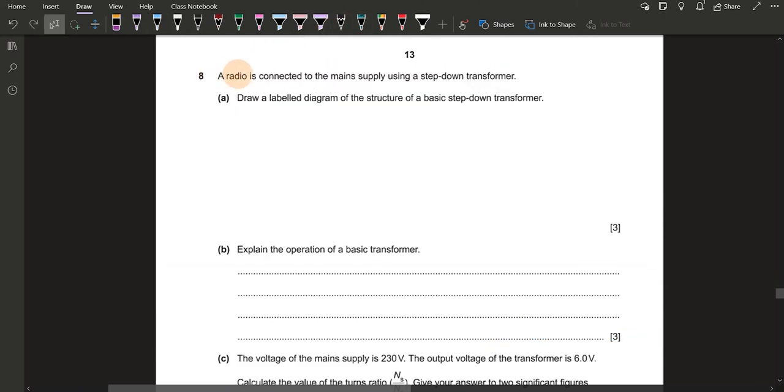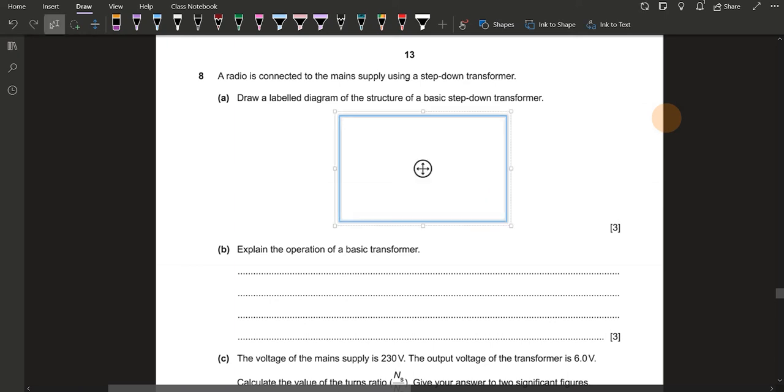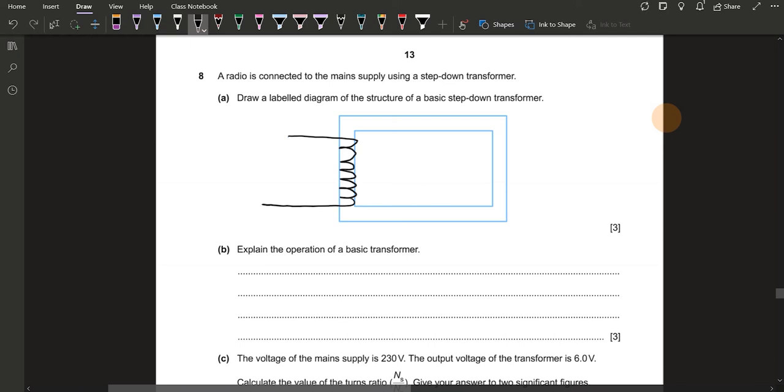Question number 8. A radio is connected to the main supply using a step down transformer. Part A says, draw a labelled diagram of the structure of a basic step down transformer. So we can draw the simple structure of a transformer, which is going to be like this. And we are going to have some coils rotating from here, and as this is a step down transformer, the coils in the secondary coil are gonna be fewer, so we can label this as well. This is gonna be iron core, and this is gonna be our primary coil, and this is gonna be our secondary coil.